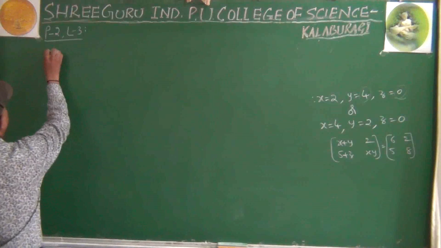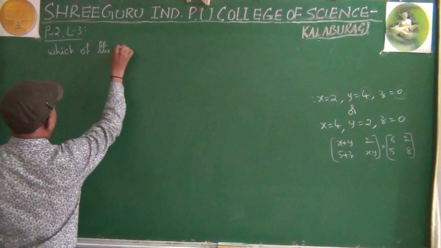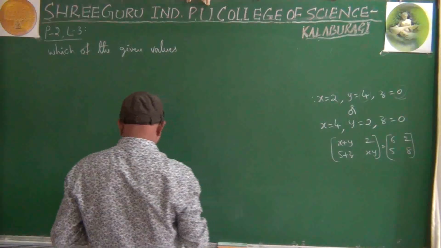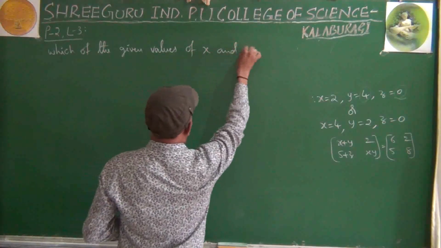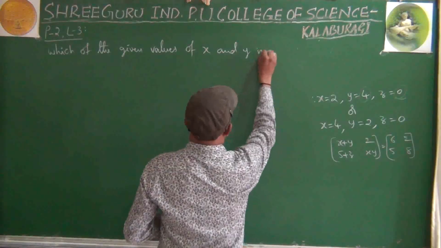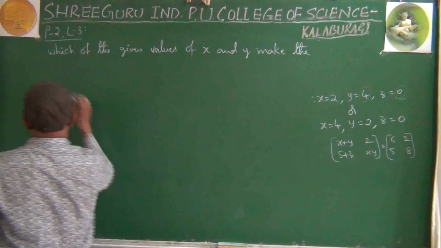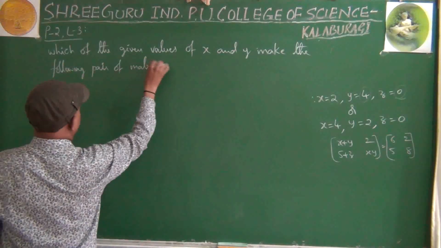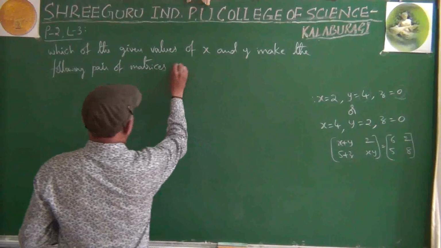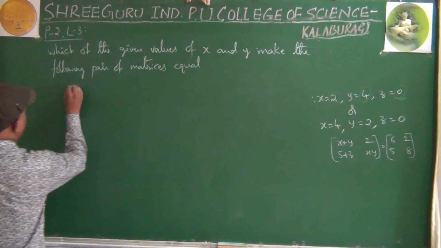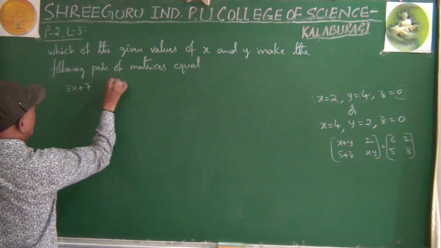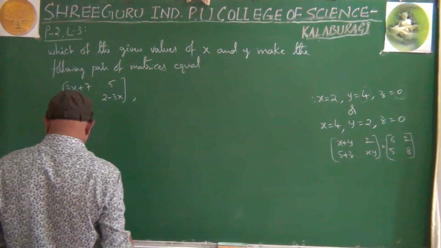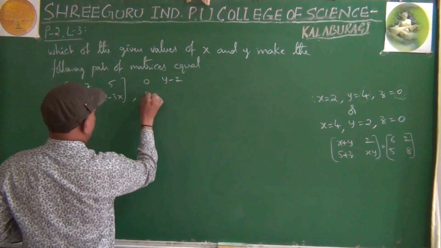Which of the given values of x and y make the following pair of matrices equal? The first matrix: 3x plus y, 3x plus 7, 5, y plus 1, 2 minus 3x. The second matrix: 0, y minus 2, 8, 4.